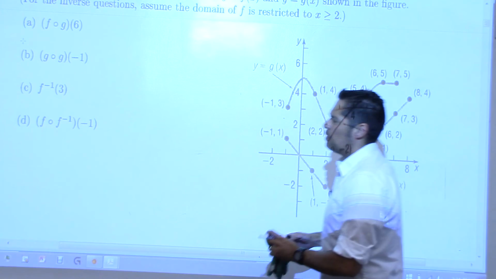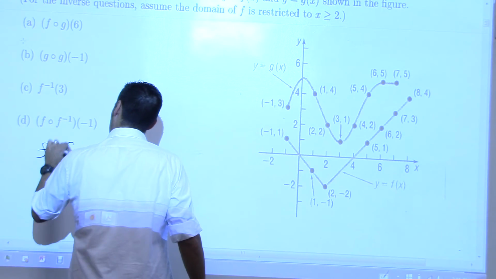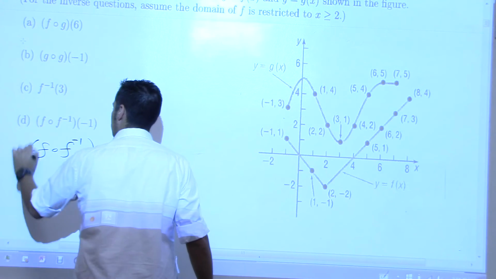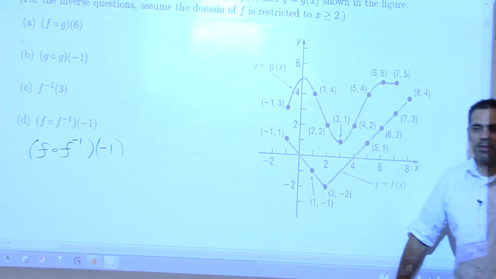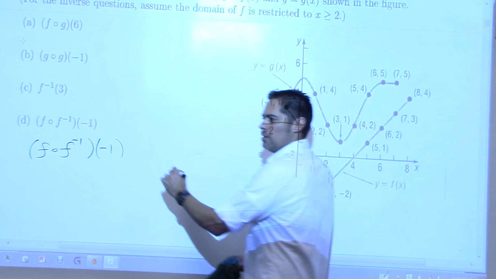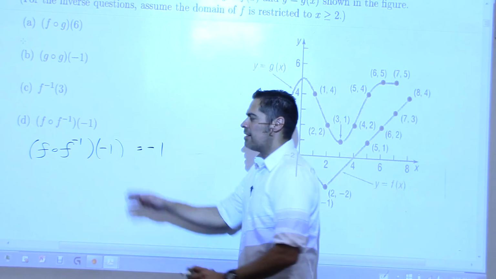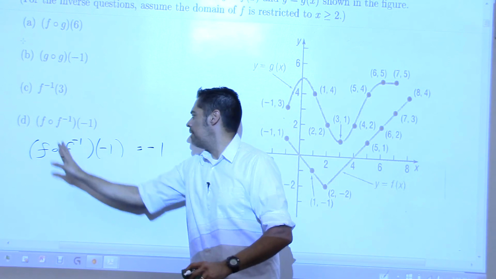F of F inverse of negative 1. Ooh, this is weird. You can make this a lot harder than it has to be. What happens when you put a function together with its inverse? They just cancel out. So it's negative 1. It's just negative 1, right? This is like natural log of e to something. They just kill each other off, and then you just get that.